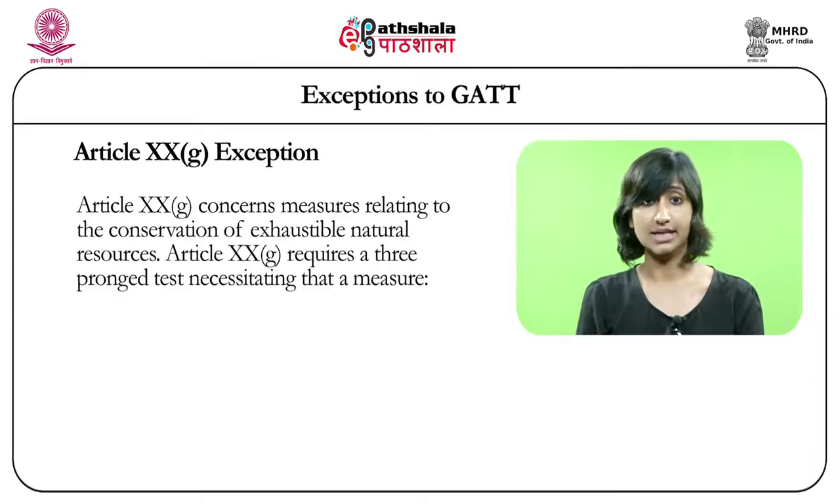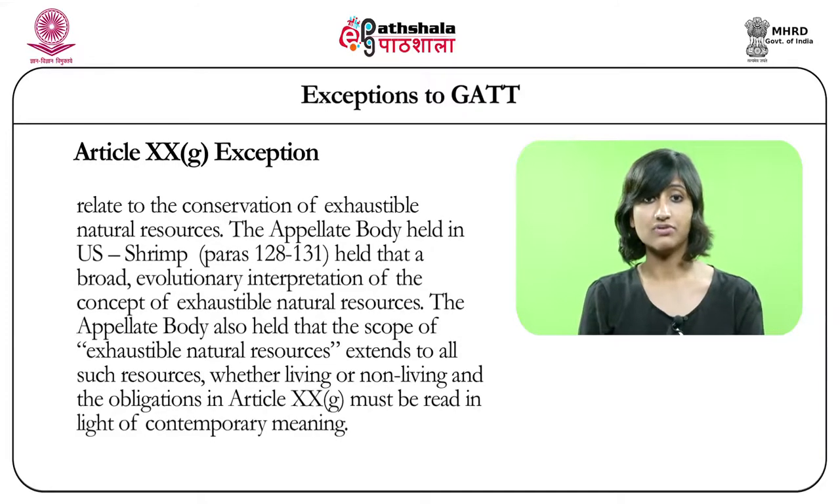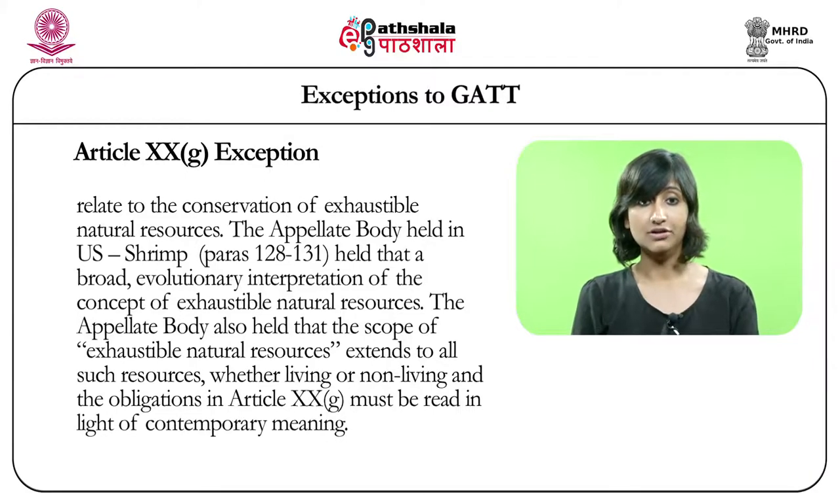Article 20(g) exception. Article 20(g) concerns measures relating to the conservation of exhaustible natural resources. Article 20(g) requires a three-pronged test, necessitating that a measure satisfies the following criteria. First, that it relates to the conservation of exhaustible natural resources. The Appellate Body held in US Shrimp in paragraphs 128 to 131 that a broad evolutionary interpretation of the concept of exhaustible natural resources must be adopted. The Appellate Body also held that the scope of exhaustible natural resources extends to all resources, whether living or non-living, and the obligations in Article 20(g) must be read in light of its contemporary meaning.